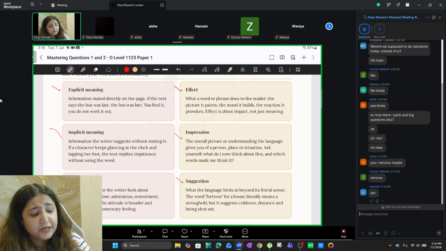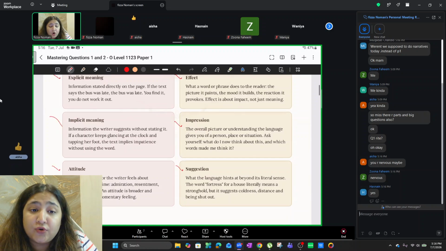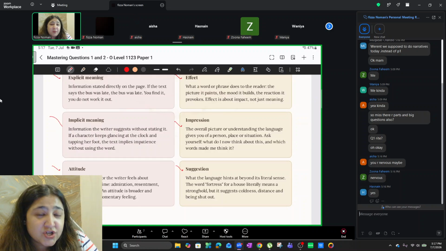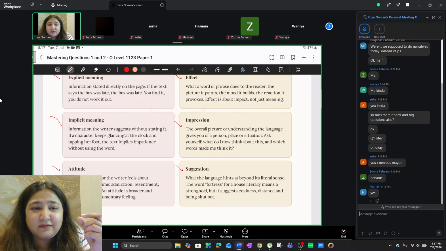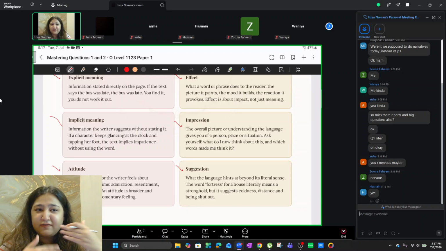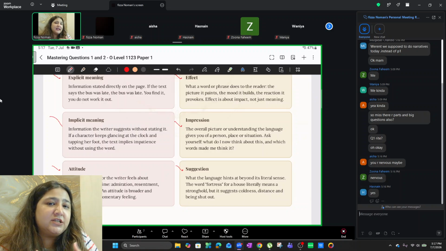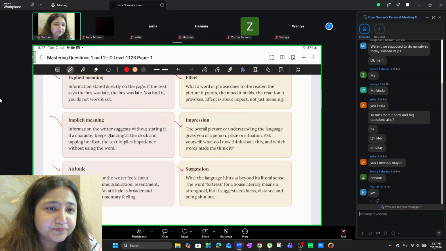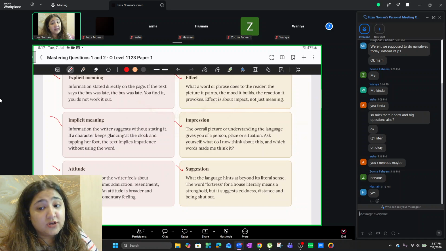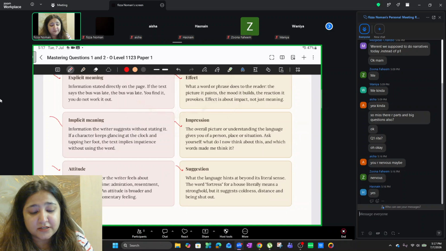Okay? Now, we have attitude questions. How a character or the writer feels about something over time. Admiration, resentment, suspicion, pride. So an attitude is broader and steadier than a momentary feeling. So it's not a temporary feeling, it's something that develops over time. And we get attitude questions as well. So again, once we get to the questions, you'll be able to understand this better.